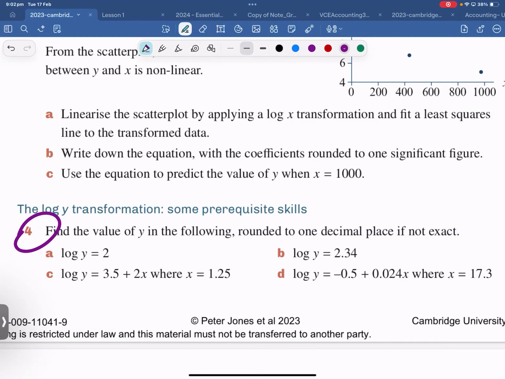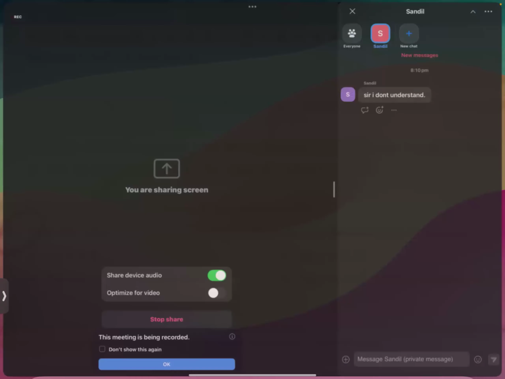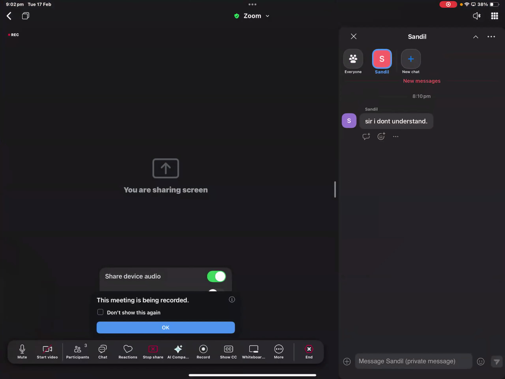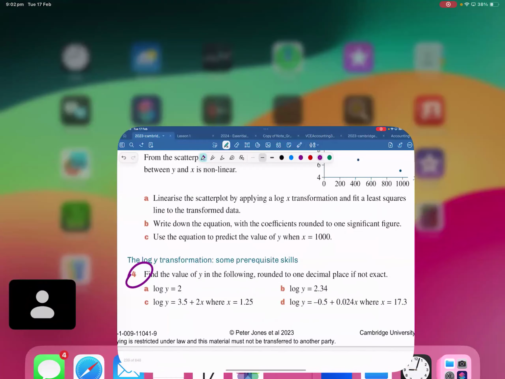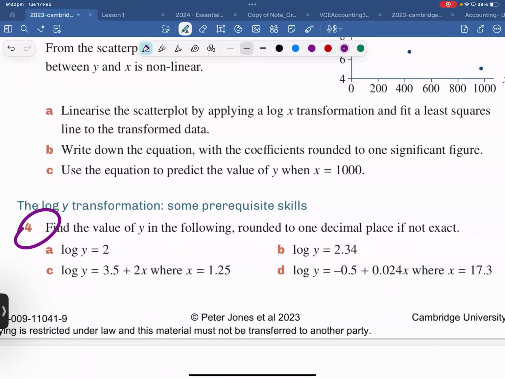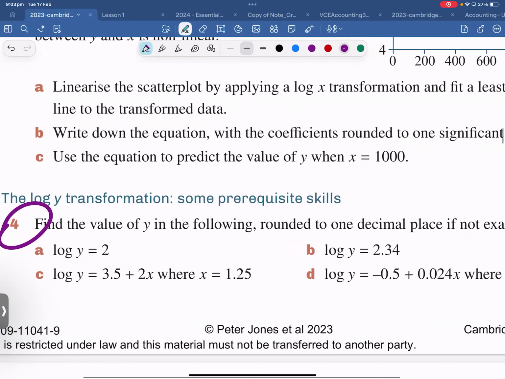Okay, guys. Did you find the values for this? Yeah, log y equals to, what's the answer? 100. Yeah, so what are we trying to do here? The log value or anti-log? Yeah, we are finding the anti-log, which is this one is 100.